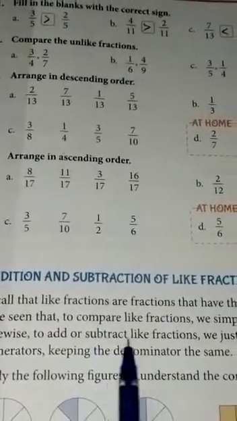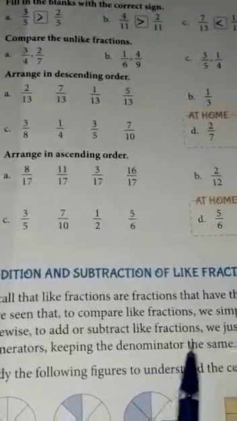Recall, like fractions are fractions that have the same denominator. We have seen that to compare like fractions, we simply compare their numerators. Likewise, to add or subtract like fractions, we just have to add or subtract the numerators, keeping the denominator the same.